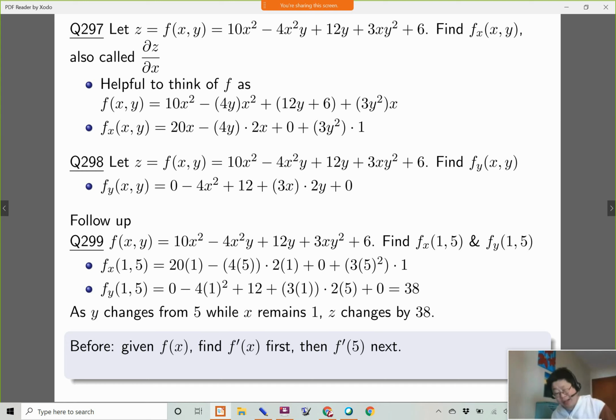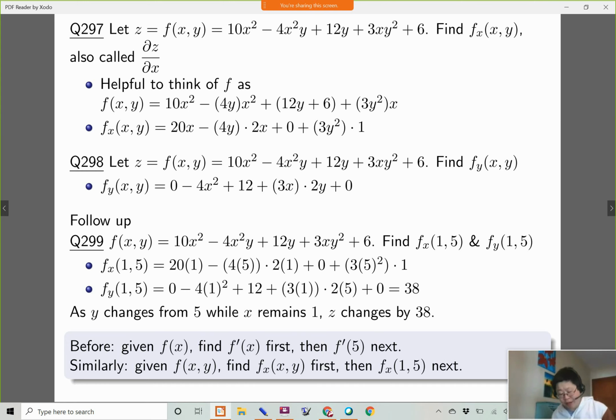And in the same manner here, if you're given a function with 2 input variables, you should find your partial derivative first, and then you plug in your input values.